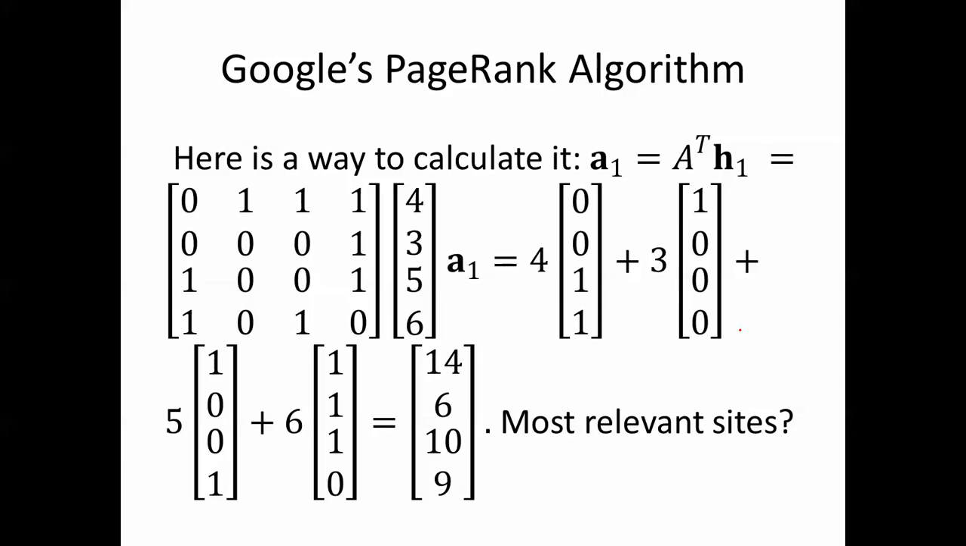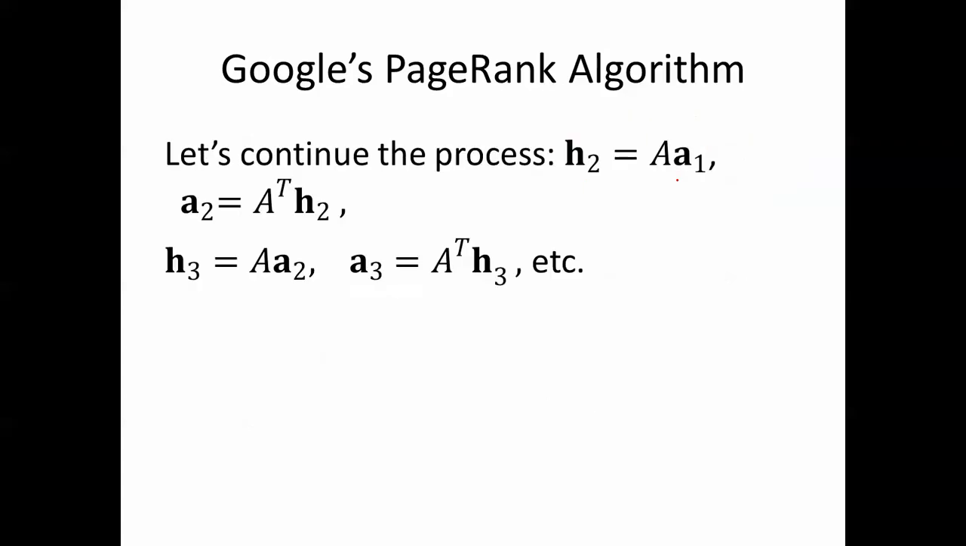Okay, here's a way we can calculate this. A1 is A transpose times H1. So we end up with this. And so in this case, as we've seen, the most relevant sites are 14, 10, 9, and 6. So again, this can be the formula for calculating A1 from H1. So let's continue the process. H2 is A times A1. A2 is going to be A transpose times H2, etc. H3 is A times A2, and so on.